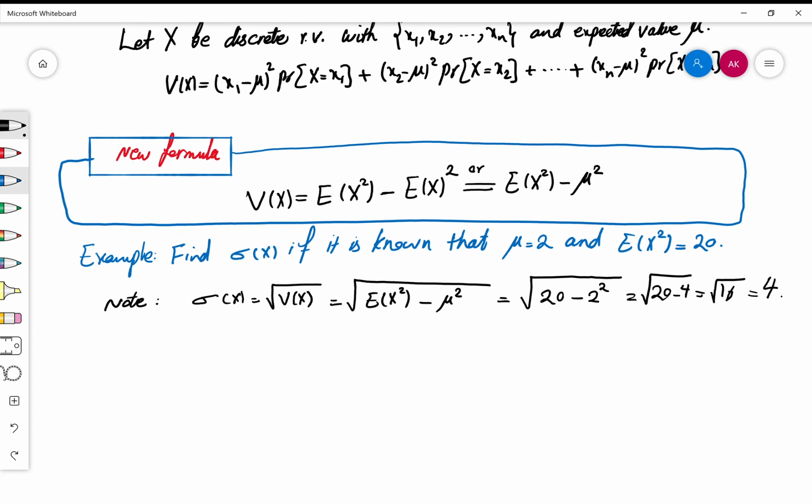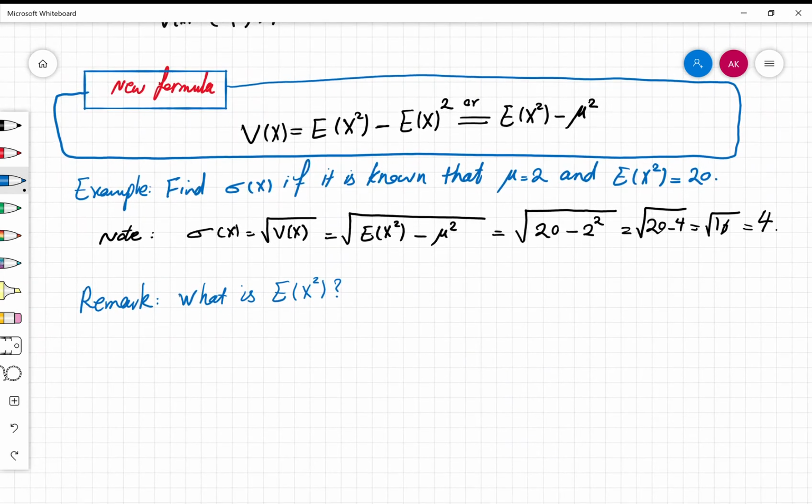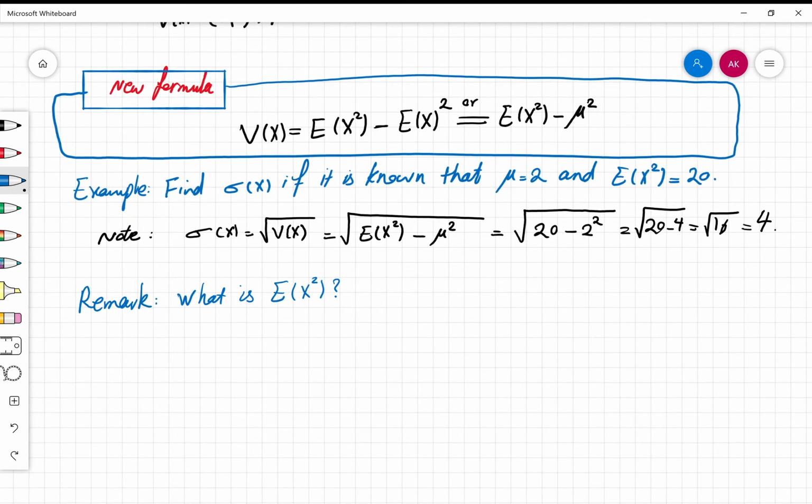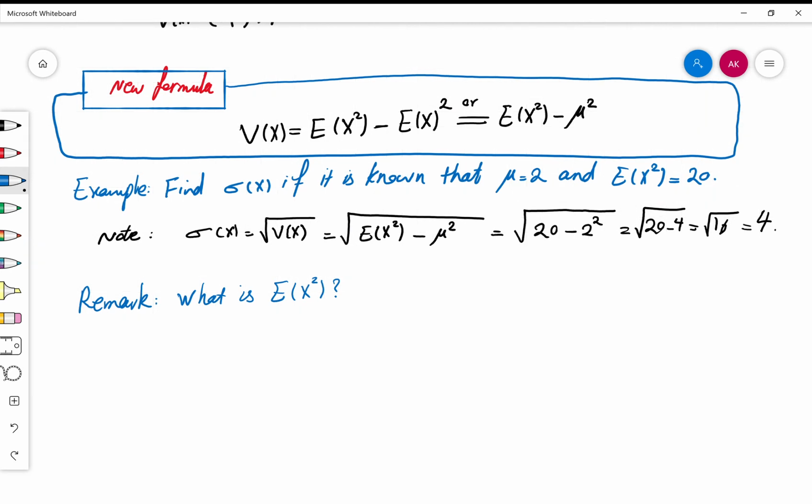Before I go, I just want to mention something. What is E of X squared? So we know what is E(X), but what about E of X squared? Well, this is very nice to note that when you have X, this basically is the table of values, and this is the PDF.